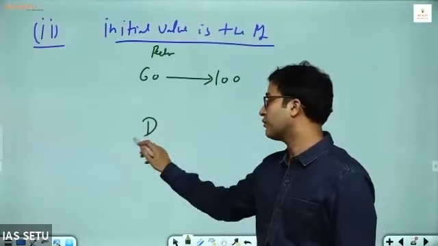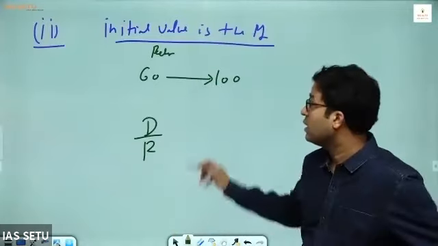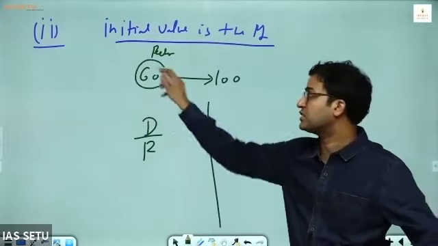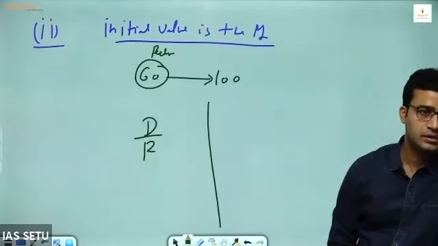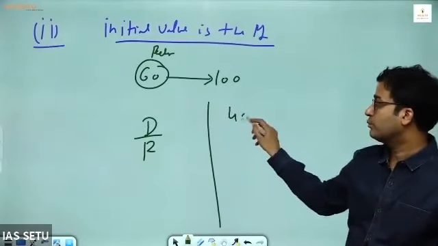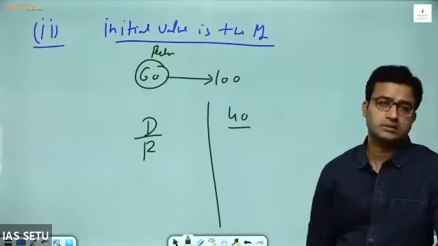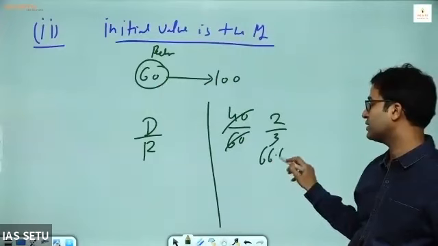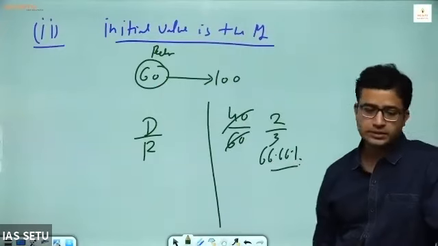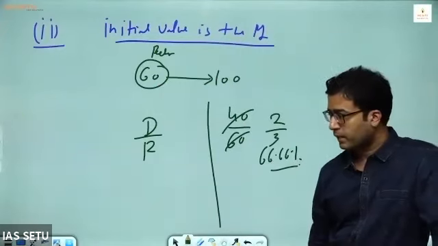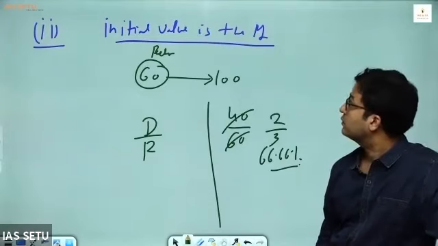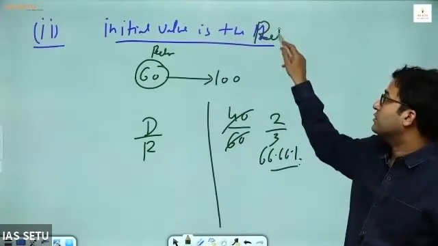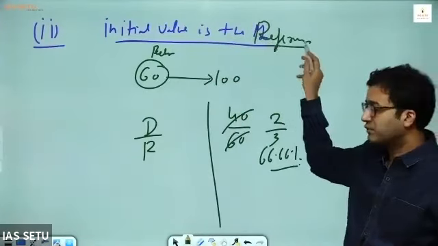Same thing, difference upon reference into 100%. But in this case, initial value or previous value, this 60 becomes the reference. There is an increase of 40 rupees over 60. So 40 upon 60 is 2 by 3, 66.66% increase in the petrol price. Initial value is the reference.